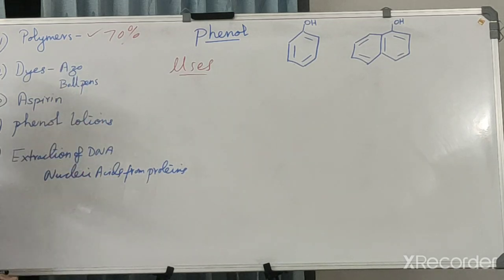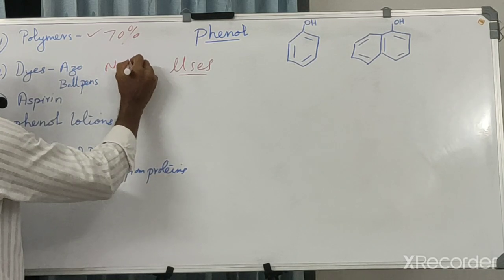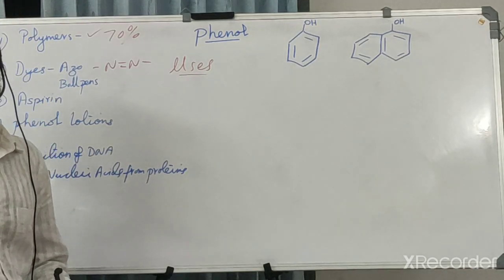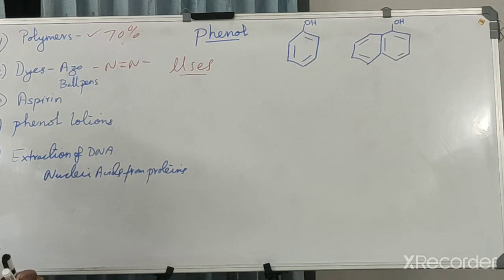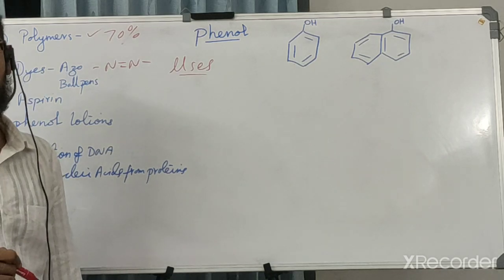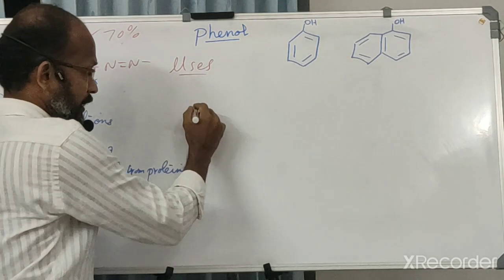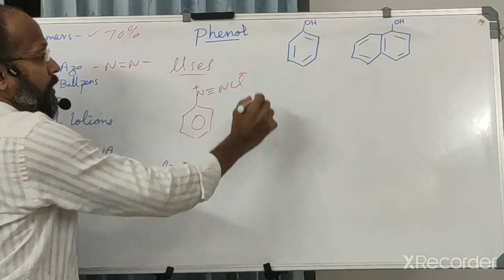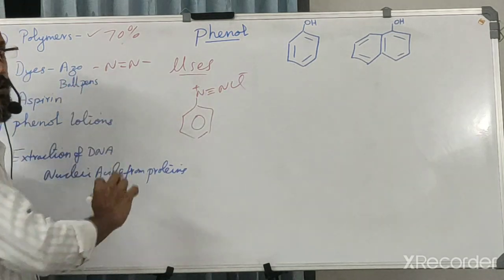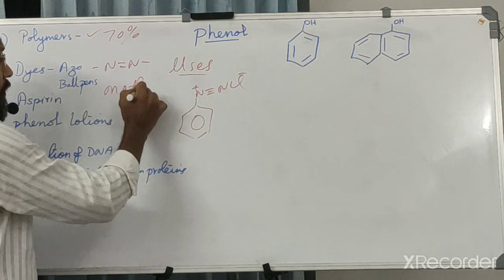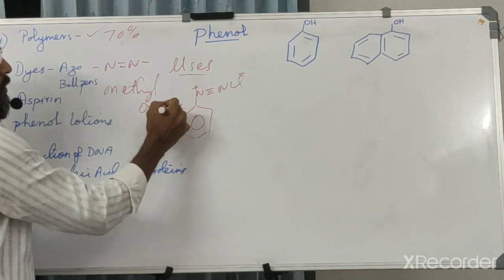Another use is the preparation of dyes, especially azo dyes, that means N double bond N dyes, and aniline dyes. Artificial synthesis of aniline dyes was first done by Perkin in 1857, and that includes the preparation of many azo dyes. Azo dyes are usually prepared by diazotization of aniline, which is diazotized to form diazonium salts. These salts are coupled with a phenolic compound to prepare different azo dyes. A well-known example is methyl orange. So methyl orange is an azo dye.